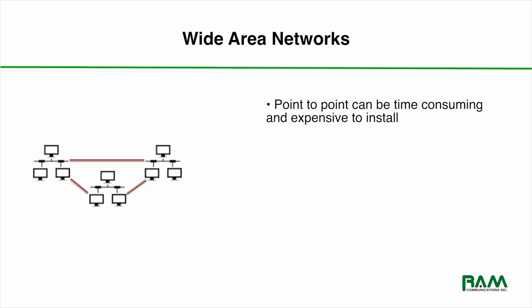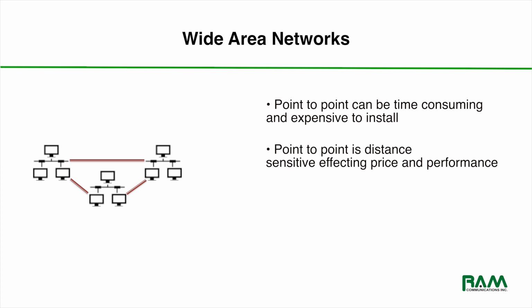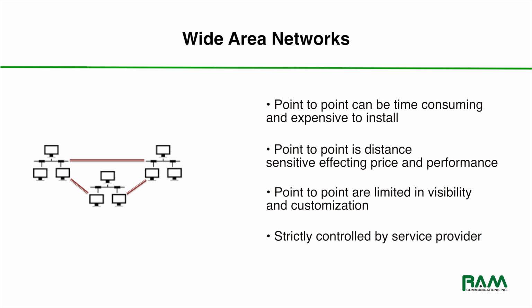Point-to-point circuits are priced on distance. So, depending upon the mileage, that particular point-to-point circuit may be very expensive, especially if I'm trying to connect one location in one city to a location in another city. Point-to-point circuits are also limited in terms of visibility and customization. These are very private and closed networks that are strictly controlled by the service provider. And therefore, these networks don't really offer a lot so that the customer can see what exactly is going on in the point-to-point network at any time.